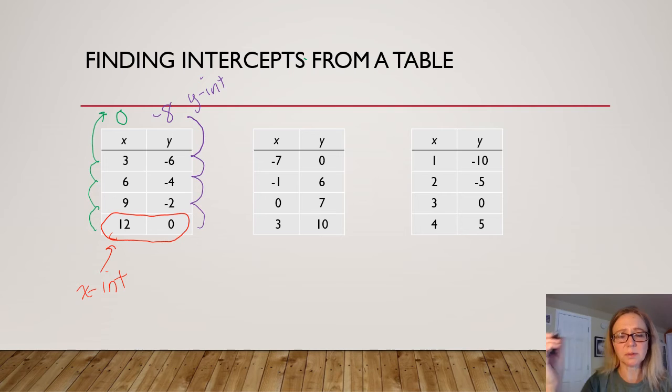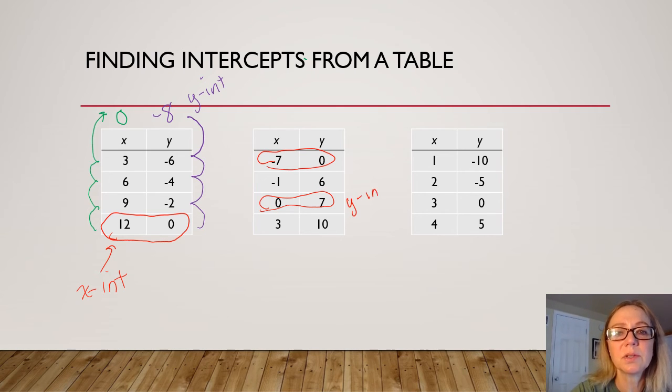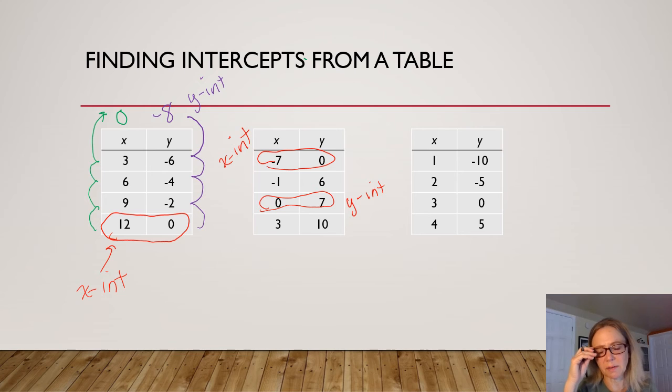Now the middle table, well, this is a gift because you see 0 in the x column. You also see 0 in the y column. So 0, 7 is your y-intercept, and negative 7, 0 is your x-intercept. So those are straight up given.